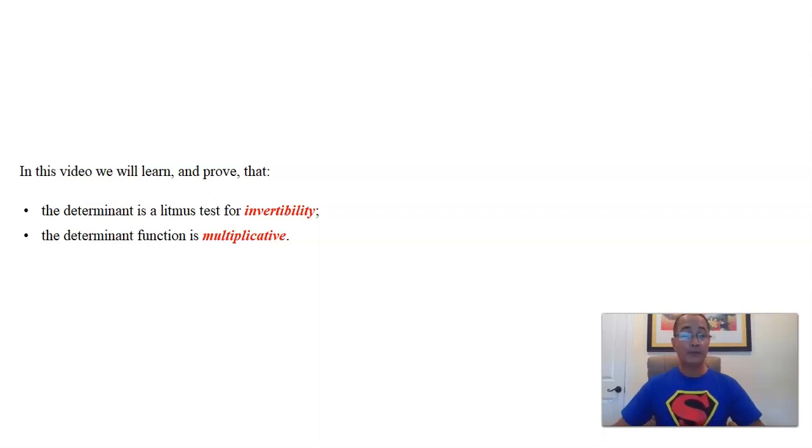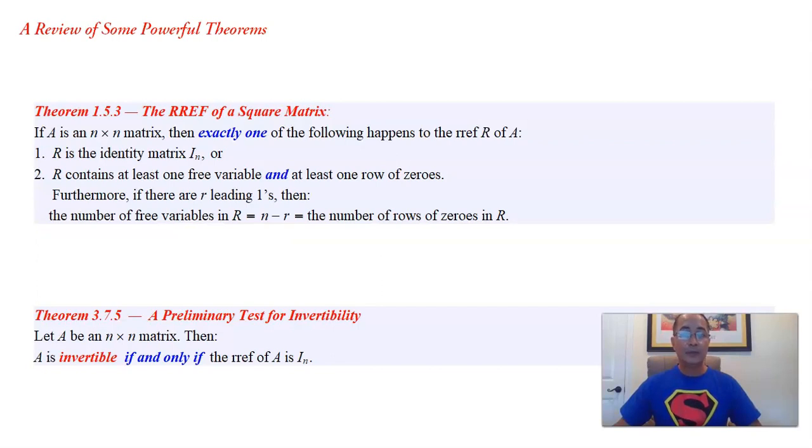To prepare ourselves to prove these two theorems, we are going to review several key theorems that we have seen in the past several sections. Our first two theorems are about the REF of a square matrix. Back in chapter 1, theorem 1.5.3, we saw that there are exactly two possibilities for the REF of an n by n matrix. We will either get the identity matrix, In, or the REF will contain at least one free variable and at least one row of zeros.